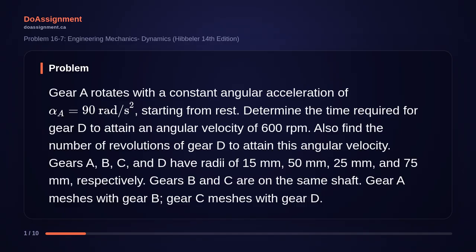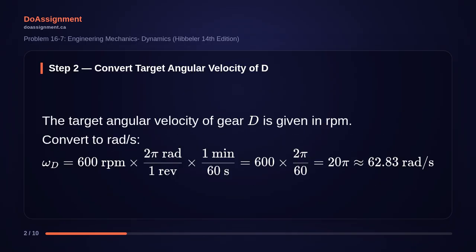Now let's work through the solution step by step. First, convert the target angular velocity of gear D from 600 rpm to radians per second. Multiplying by 2 pi over 60 gives exactly 20 pi, which is approximately 62.83 radians per second.